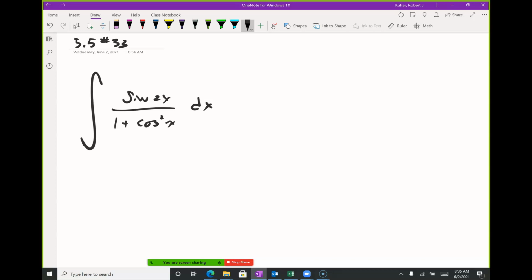Oh, wait a minute. Is it cos squared of 2x? Sorry. No, cos squared of x. So this one, according to my checklist, is definitely a hole downstairs. So I get u equals 1 plus cos squared x. And it might not be right, and that's fine.